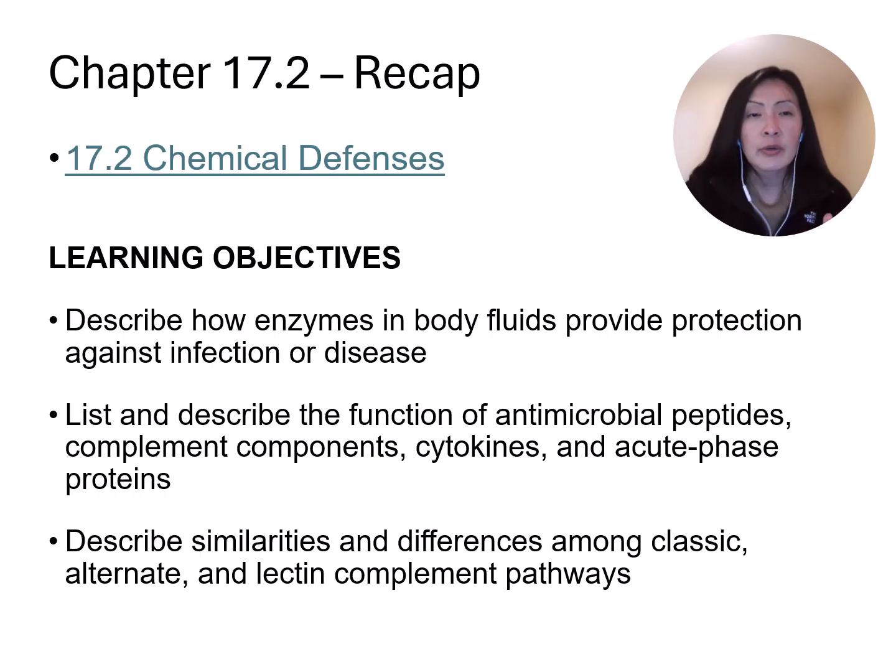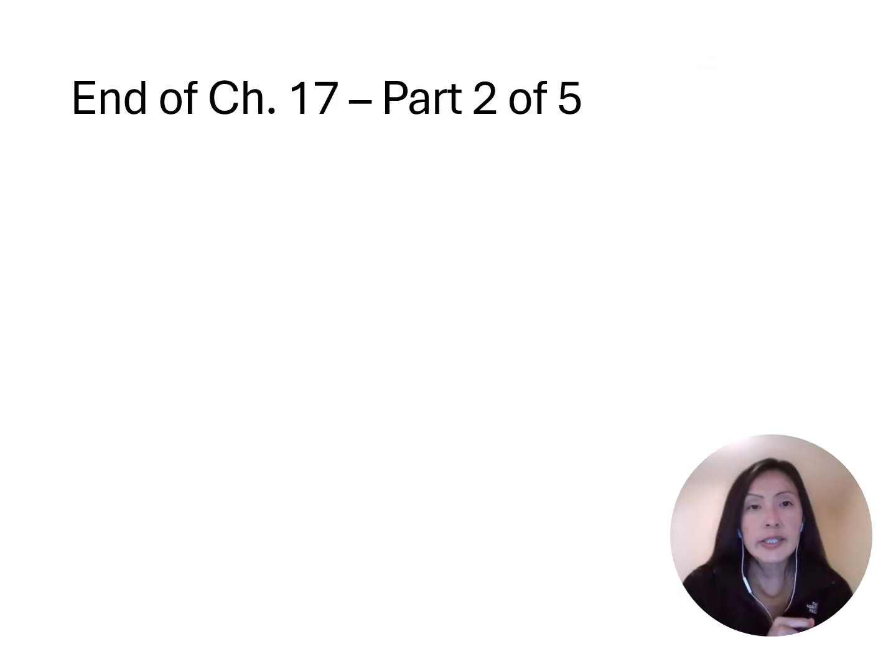So all of them are going to lead to C3 activation, and that will lead to the activation and formation of that membrane attack complex. So ultimately, all of these pathways are going to produce the same outcomes. They're going to activate all of these different complement proteins and cause opsonization, inflammation, chemotaxis, and cytolysis. And that takes us to the end of 17.2 on chemical defenses. In the next part, 17.3, we'll continue with cellular defenses of the innate immune system.